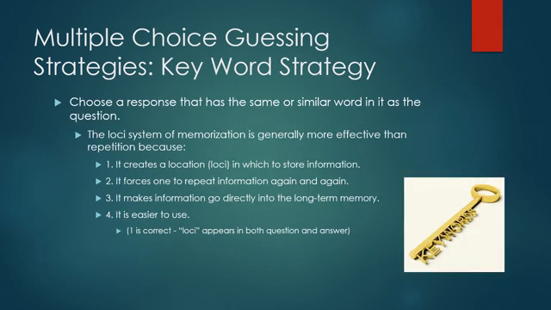Keyword strategy. Choose a response that has the same or similar word in it as the question. An example is, the loci system of memorization is generally more effective than repetition because 1. It creates a location or loci in which to store information. 2. It forces one to repeat information again and again. 3. It makes information go directly into the long-term memory. 4. It is easier to use. 1 is correct because loci appears in both question and answer.